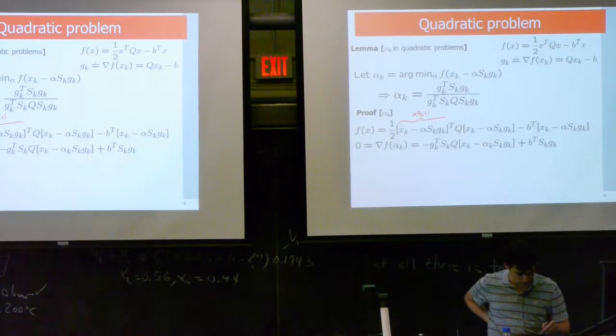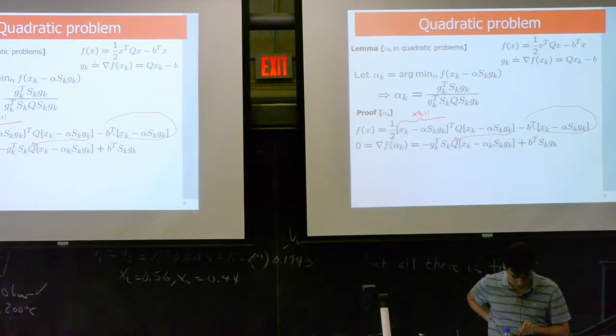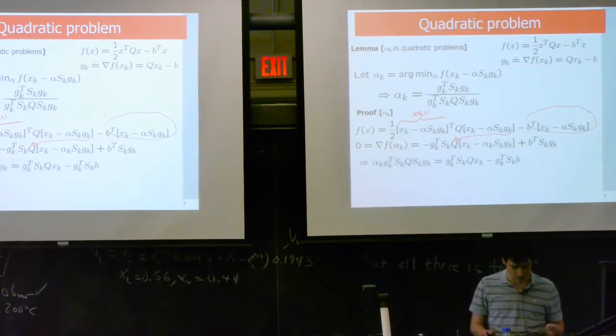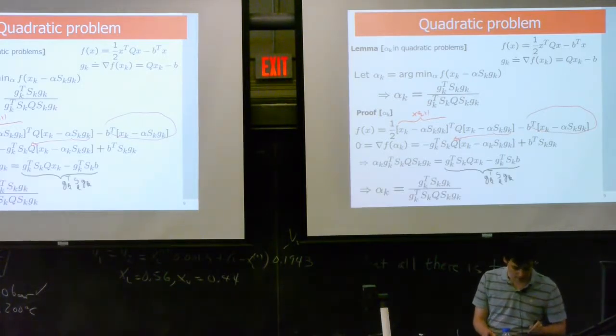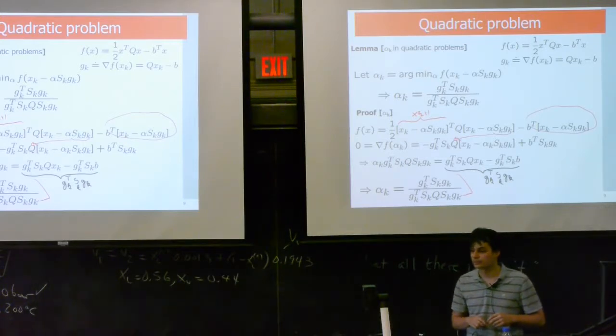So from this expression, we will have Q times x_k minus alpha S_k g_k. That's here. And we need to calculate the derivative of this expression with respect to alpha as well. So the transpose of this will move here. And if we calculate the derivative of this expression with respect to alpha, that will be b transposed S_k g_k. And if we solve when it's 0, then after some calculation, we will have that indeed alpha_k has this form. Okay?